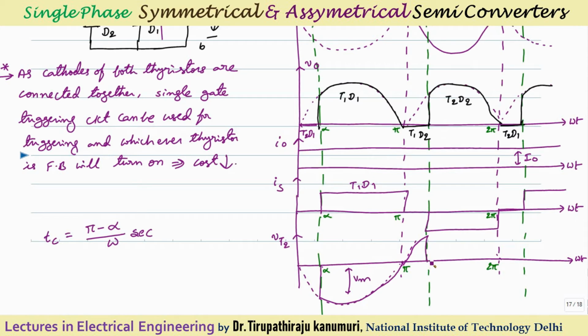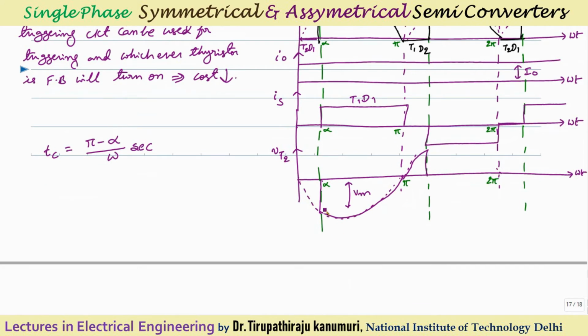So at pi plus alpha, again what happens when the triggering pulse is applied? Thyristor T2 is forward biased because T2 is conducting. So again voltage across the thyristor will become 0. So now if you observe here, the thyristor T2 is reverse biased from which duration to which duration? It is reverse biased for this much duration, so TC. This TC is for pi minus alpha. So same thing I have represented here. It is pi minus alpha divided by omega seconds.